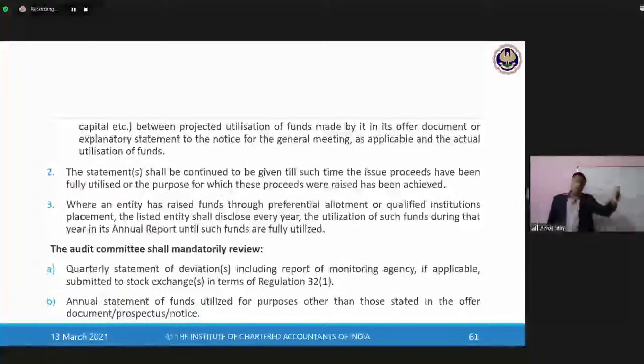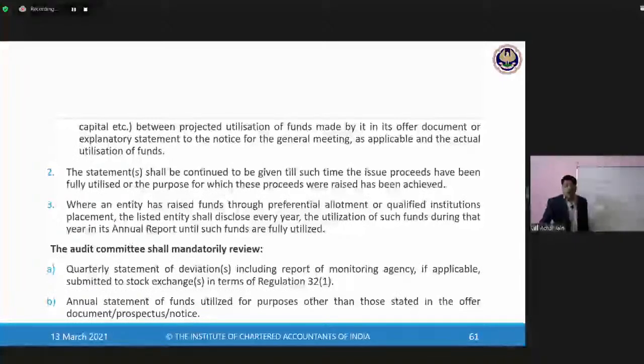When the company would have rolled out an offer document, the prospectus, the company would have specified how these funds would be utilized. But if those funds are not getting utilized the way they were given in the prospectus, then this deviation is required to be reported. And if you remember, the audit committee also has the responsibility to review this on a quarterly basis, in fact on a regular basis, as to why these deviations have been taking place. So this statement is also required to be reported to the stock exchange.